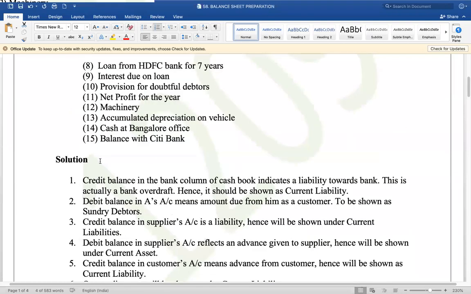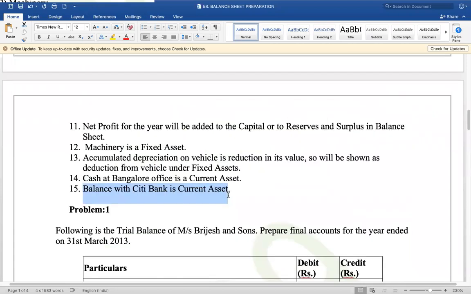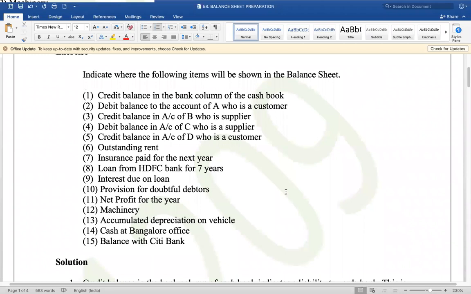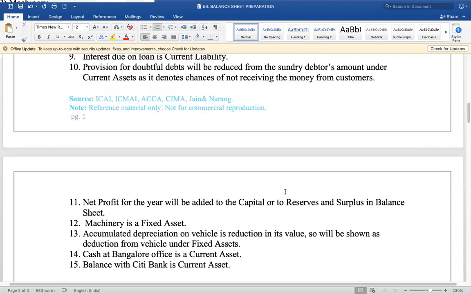Balance with Citibank. What is this? It is a bank balance asset. Balance with Citibank is a current asset. So this was a quick exercise. I didn't have time to ask you because we have very short time, and we also have to complete another problem.